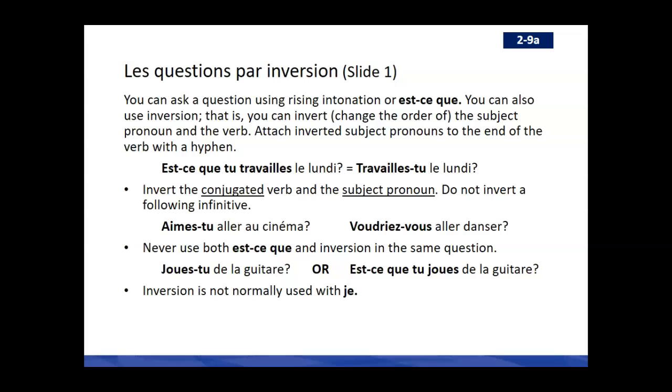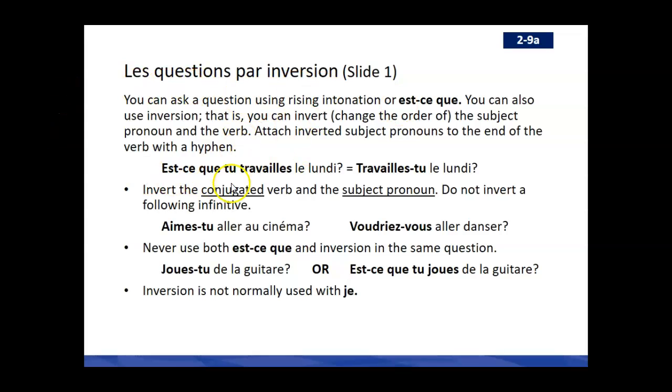We can't do it with other verbs in English. It doesn't really sound right. If I said, you work there, I can't ask, work you there? No, I have to say, do you work there? So we use do or does or did to form questions with all other verbs in English except for be verbs. But in French, it's a little bit different. You actually can reverse the order of your subject and verb with lots of verbs and get a question. So we already know that you can ask a question with rising intonation or est-ce que, and inversion is the other way that you can do this.